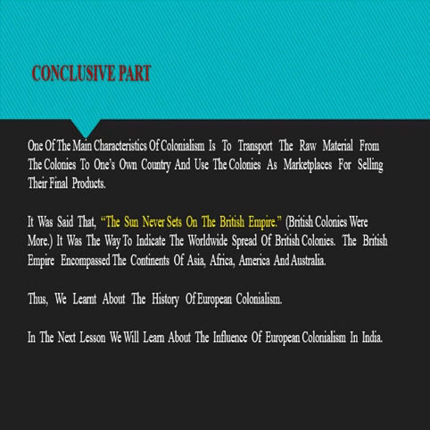Thus, we learnt about the history of European colonialism. In the next lesson, we will learn about the influence of European colonialism in India.